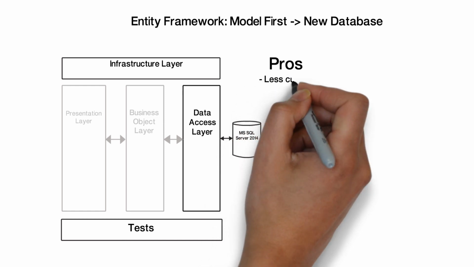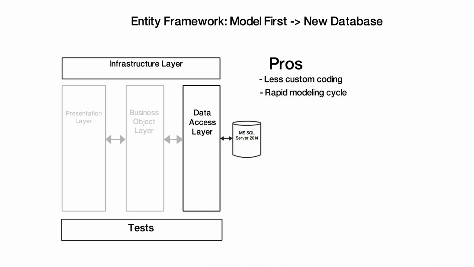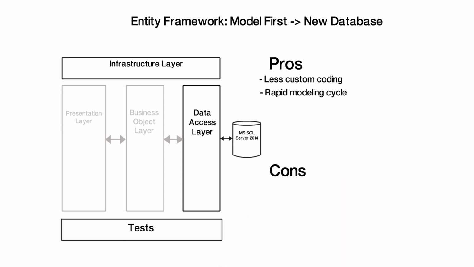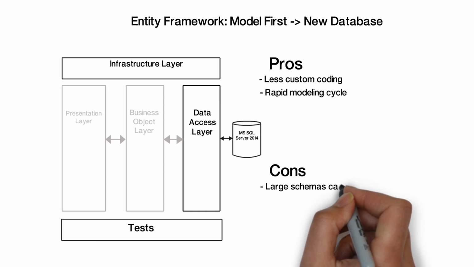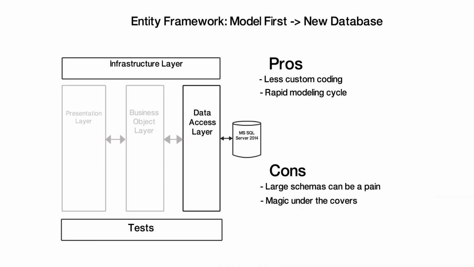The pros with Entity Framework are there's less custom coding and you can rapidly model your entities and their associations. The cons are large schemas can be a real pain, and there's magic under the covers, or as George W. Bush would say, there's some magickery under these covers here.